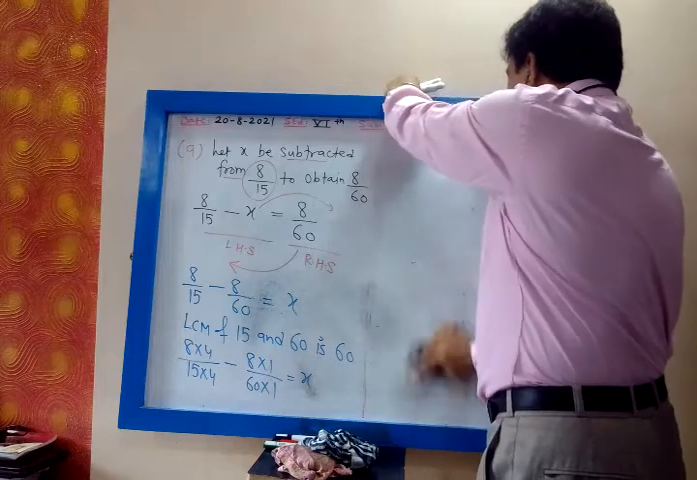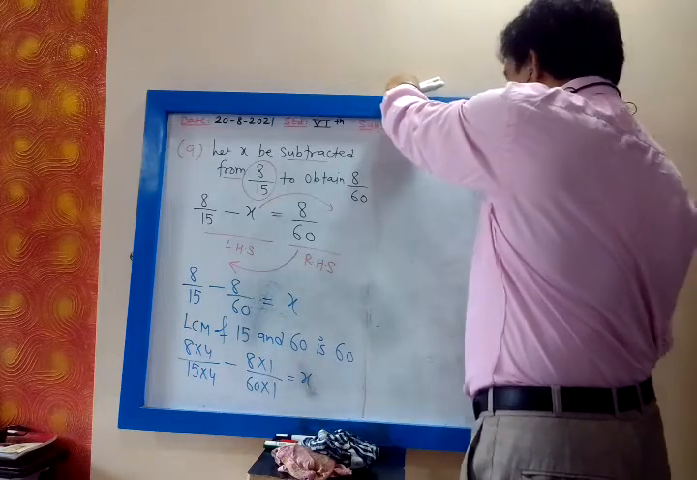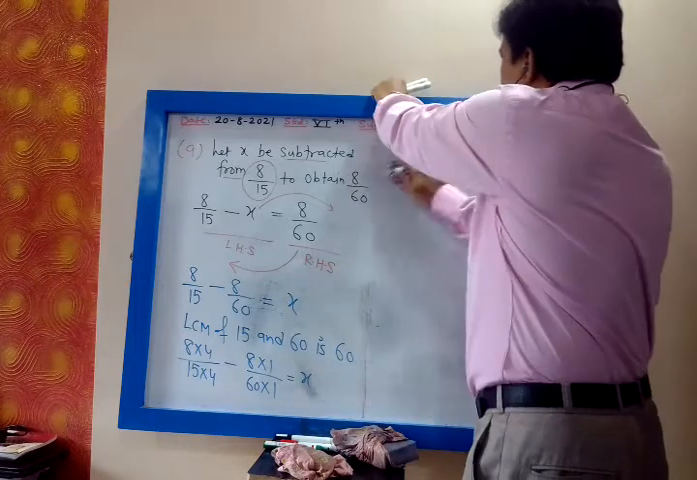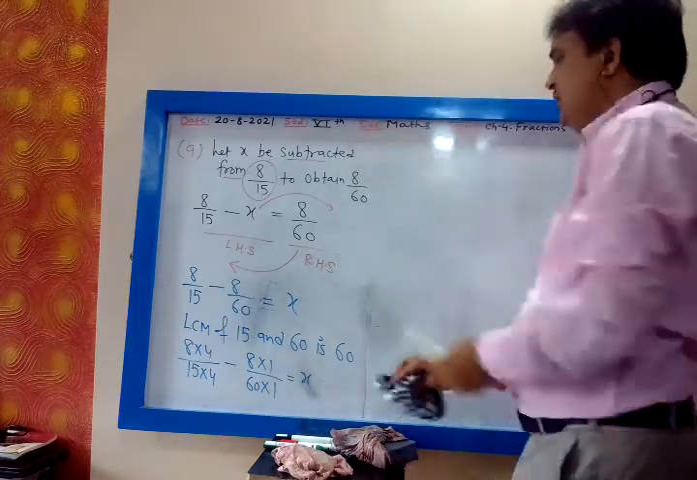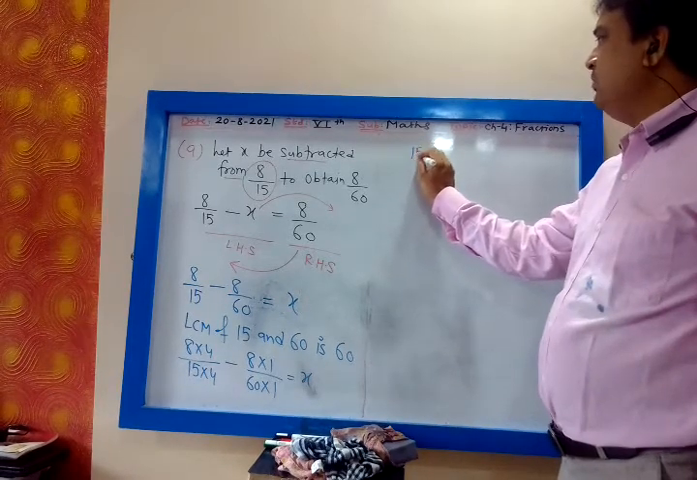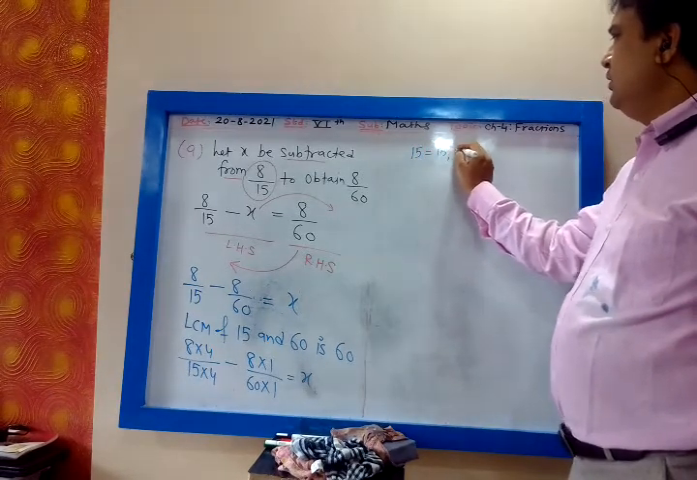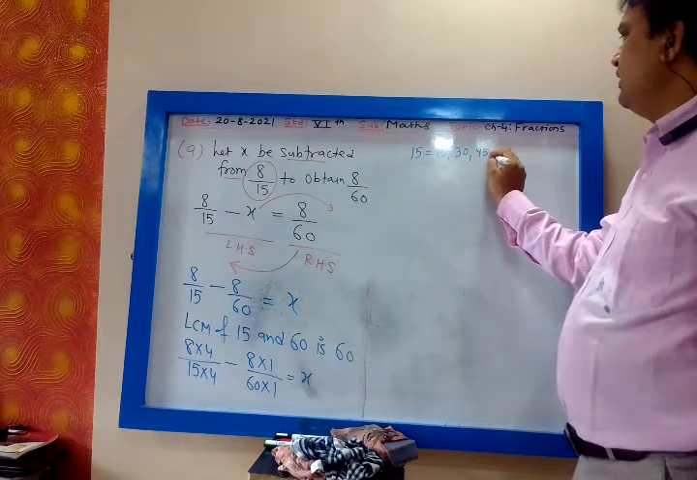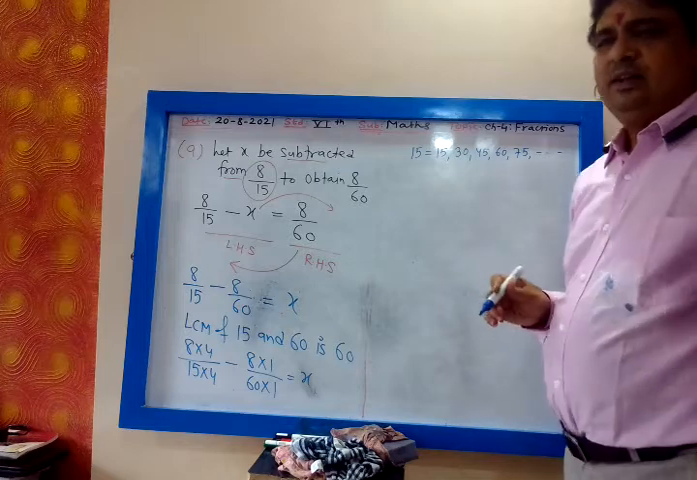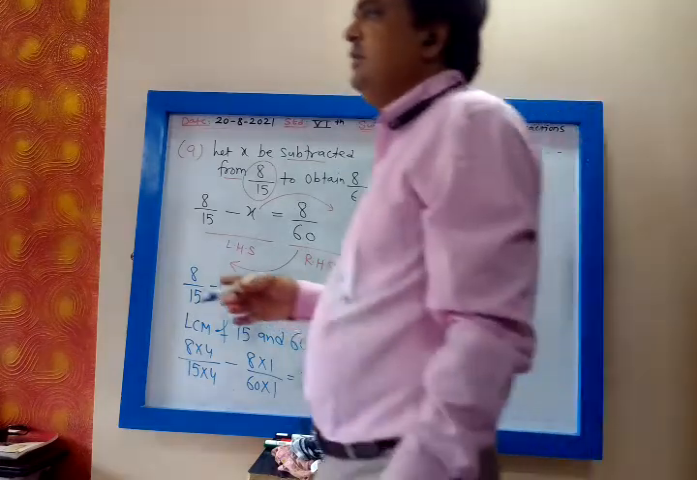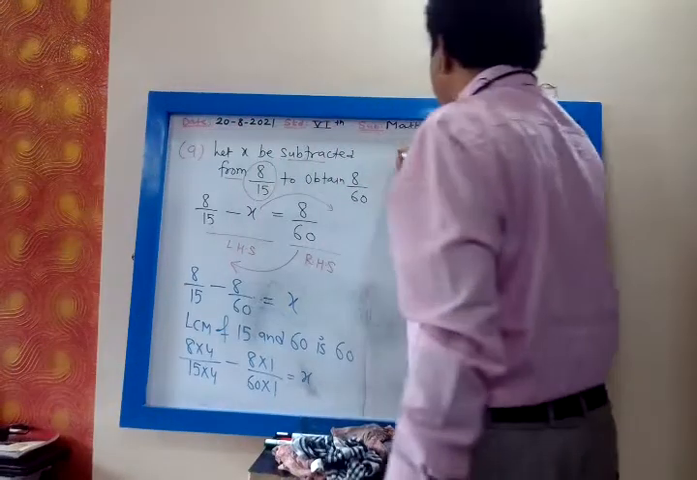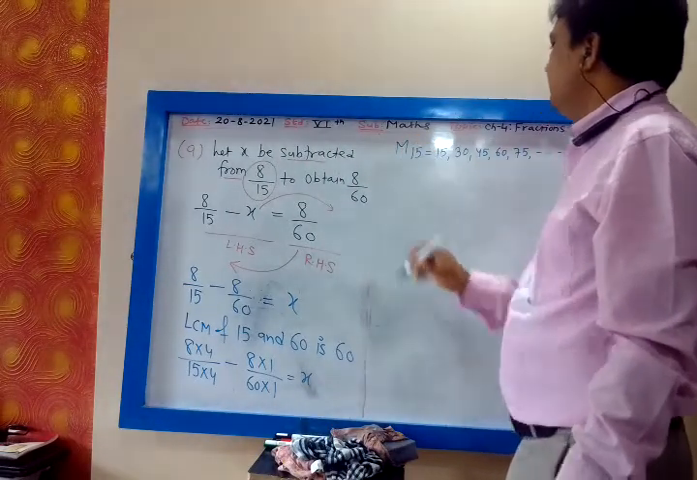LCM of 15 and 60 is 60. You can use the common division method. LCM means least common multiple. Let me explain it another way. What are the multiples of 15? 15, then 30, 45, 60, 75 and so on. We write M15, multiples of 15.